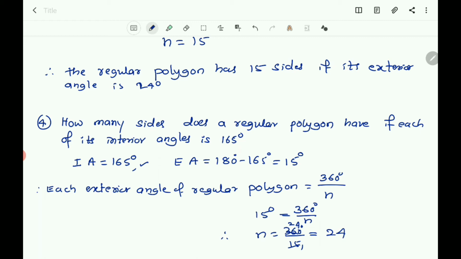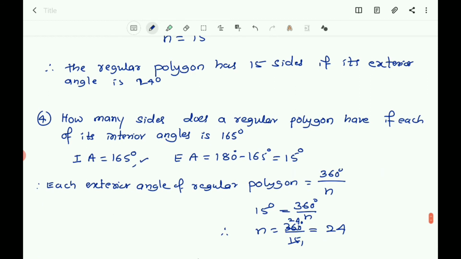So how many sides does the regular polygon have? That is 24 sides. Therefore the polygon has how many sides? 24 sides.